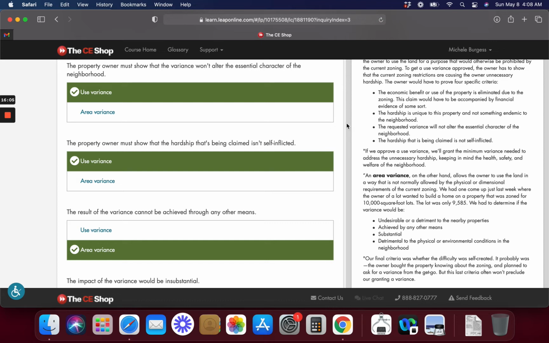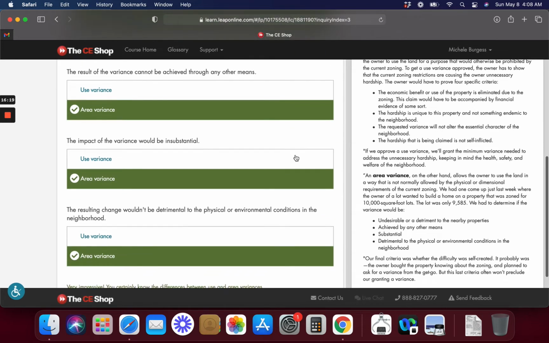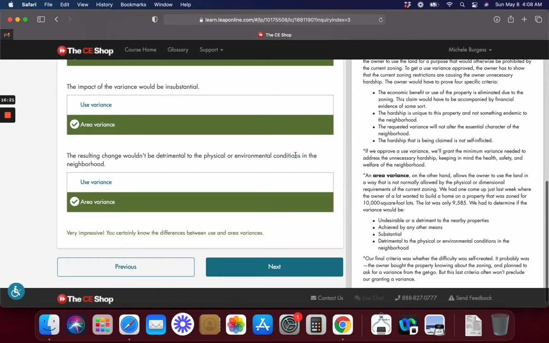Alright, the property owner must show the variance wouldn't alter the essential character: use. The property owner must show the hardship as being claimed isn't self-inflicted: use. The result of the variance cannot be achieved by other means: area variance. The impact of the variance would be insubstantial: it's an area variance. The resulting change would not be detrimental to the physical and environmental conditions: it would be an area variance.